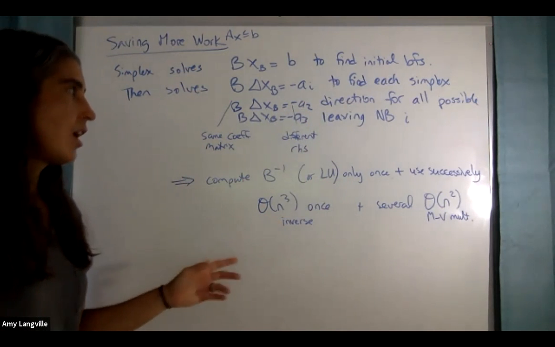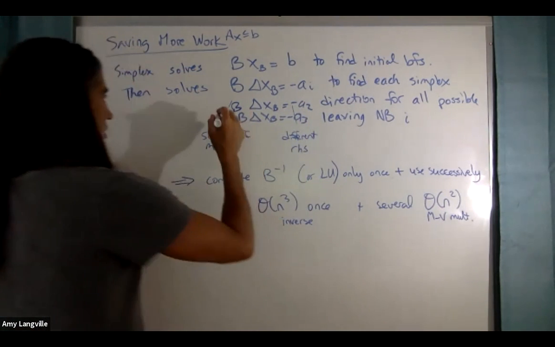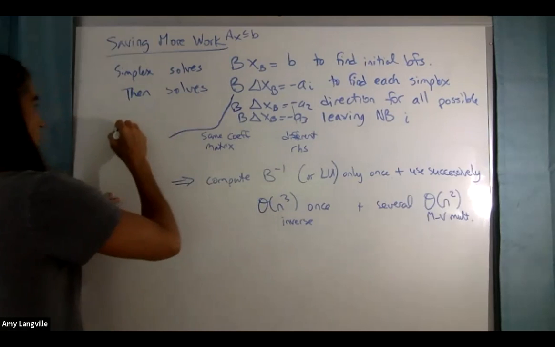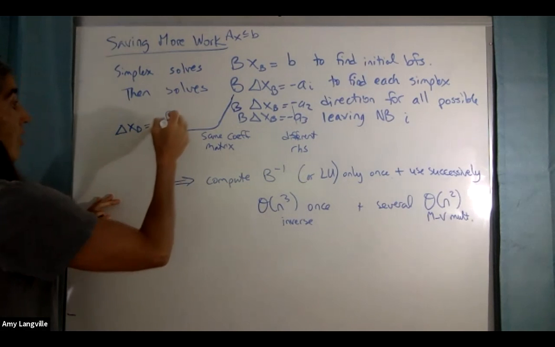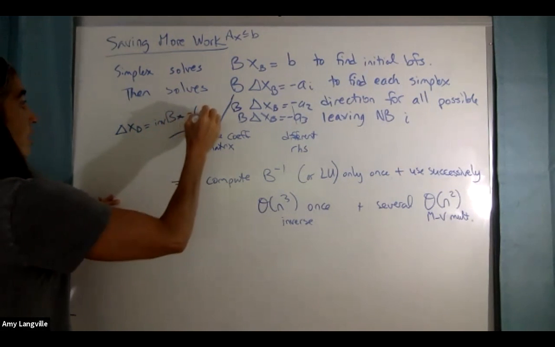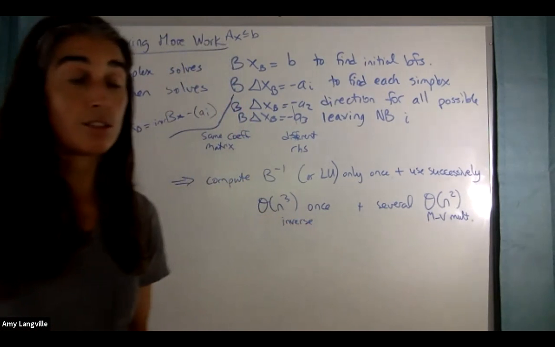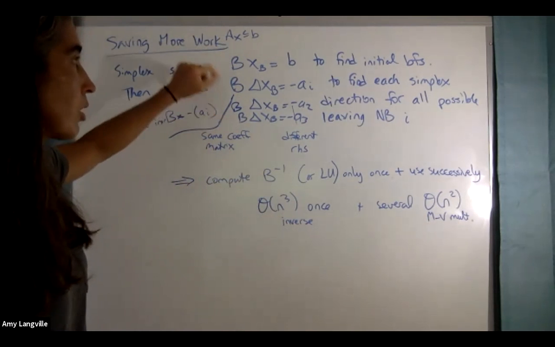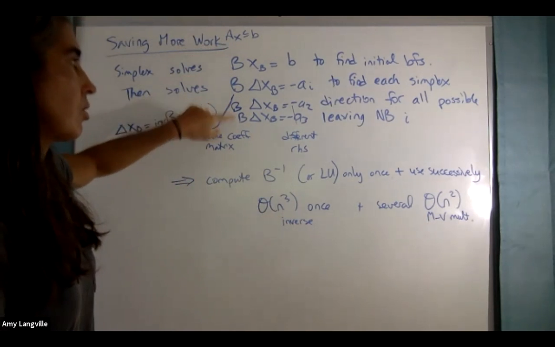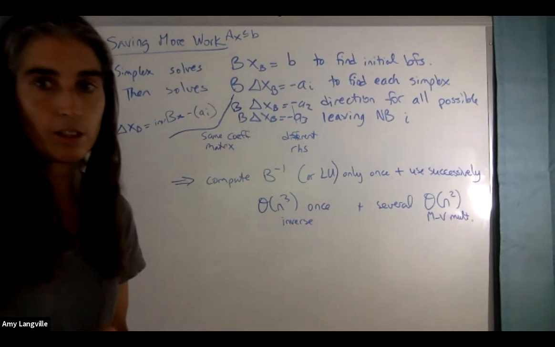We save it, and then to solve, say this one here, we have delta xb equals inverse of B, which we've already saved somewhere, times negative Ai, right? This is now a matrix that we've saved times a vector. So matrix vector multiplication, that's O(n) squared work. So we went from thinking we had O(n) cubed, O(n) cubed, O(n) cubed, O(n) cubed work to O(n) cubed, then O(n) squared, O(n) squared, O(n) squared each time. So great savings there. We can do even better.